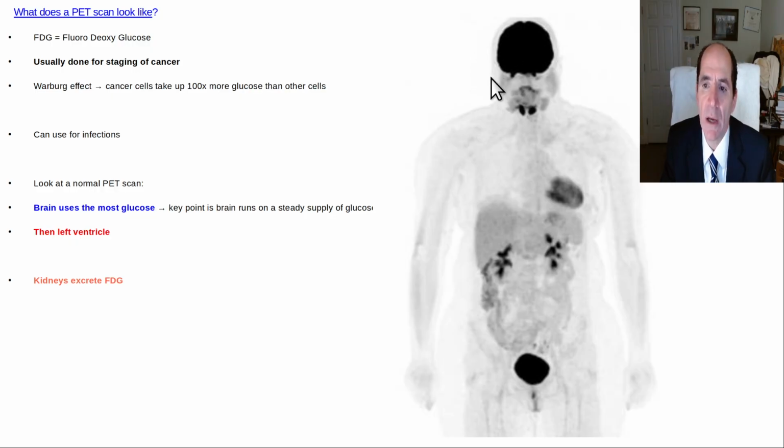All right, so anyways, that was the key point of me showing this to you. The brain takes up tons and tons of glucose. Next in line, second most, is the heart, and especially the left ventricle, okay? So it wants to have a lot of glucose as well. The liver uses a lot too as a metabolic workhorse of the body. The reason you see increased uptake in the kidney is that it excretes it.